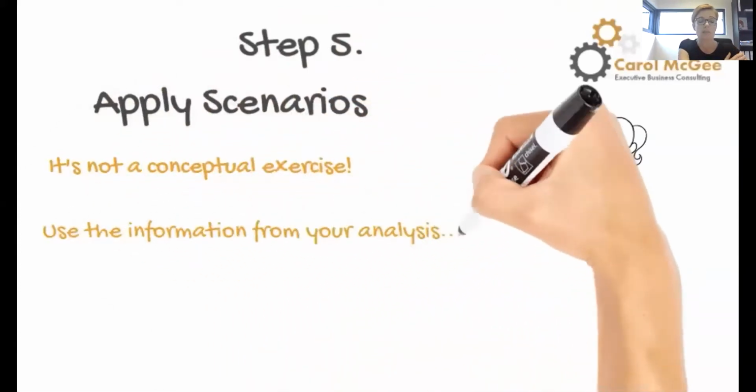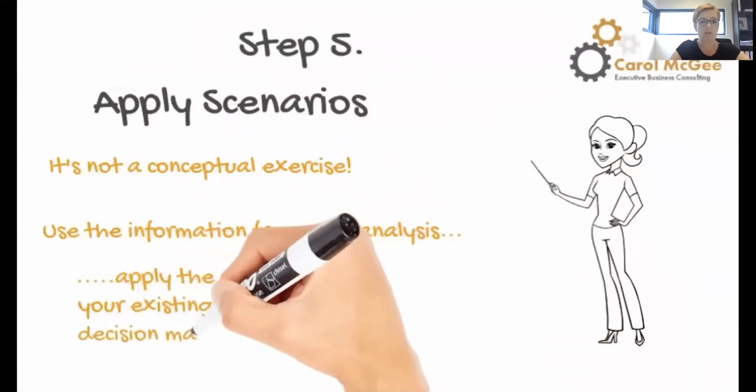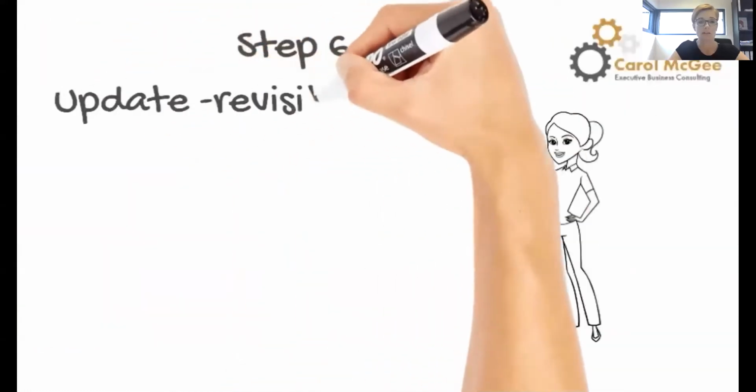Step 5 is to actually apply the scenario. So as I mentioned, this is where most businesses fail. It's not a conceptual exercise. You need to use the information from your context analysis and your scenarios that you've identified and actually apply them to your existing planning and decision-making processes to be able to ascertain what the risk is.